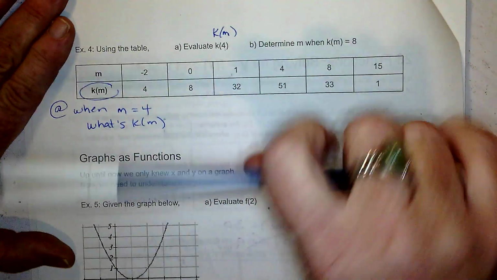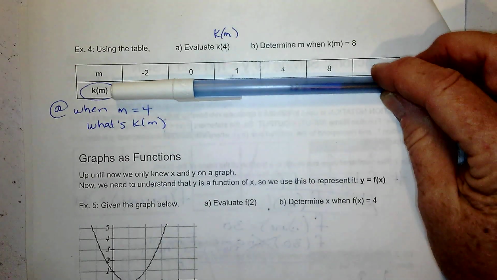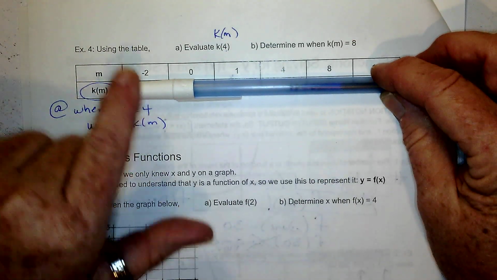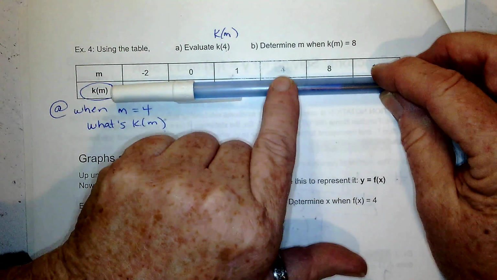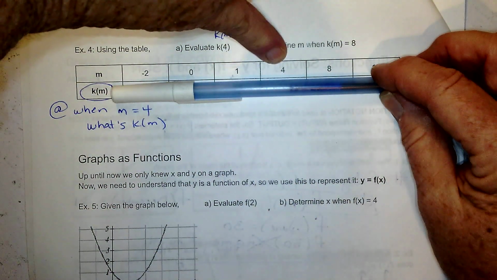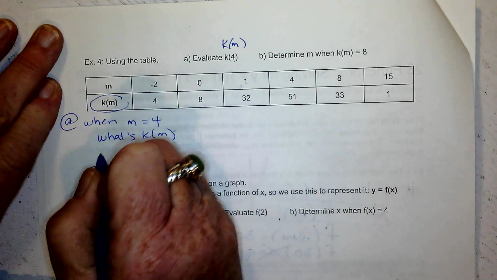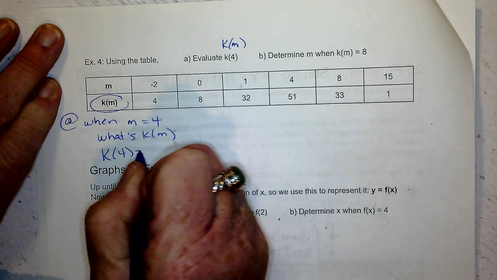So for this one, I'm going to hide my k of m and just look at my m. I need to find where m is 4. Right there. There's my m is 4. I'm going to hold the spot, and then I need to remove my pen and find out what k of m is. k of m is 51. So k of 4 is equal to 51.